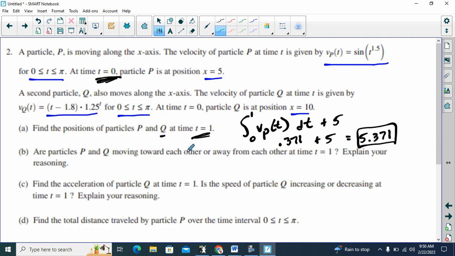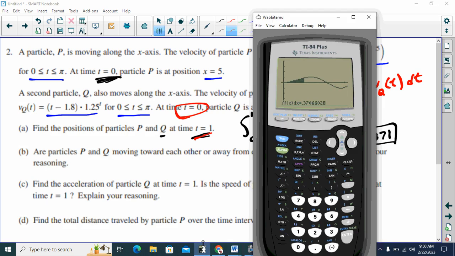To find the position of particle Q, we do the same thing, but we use the v sub q equation. So the integral of v sub q of t dt, starting at time 0, that's where we know where it is, ending at time 1, that's where we want to know where it is. Turn your y1 graph off and your y2 graph on.